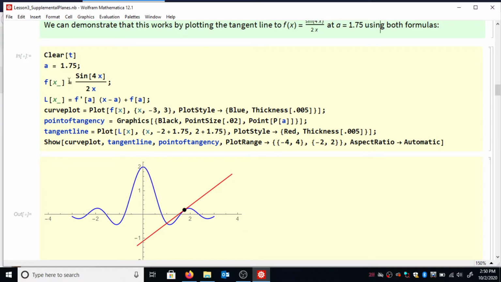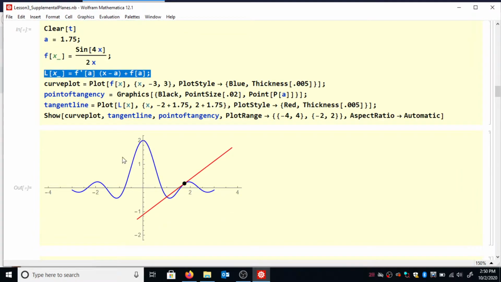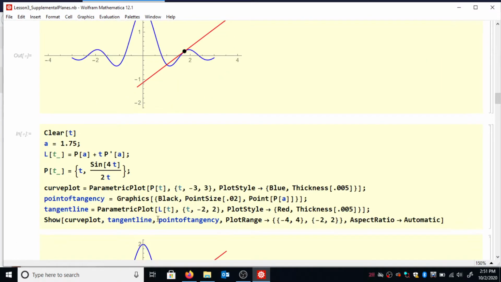So here is the traditional Calc BC way of doing this. I've got my f of x and my tangent line using last year's formula. Oh, it looks kind of cool. So here's my curve, here's my tangent line at some given point of tangency. A equals 1.75 is what I had picked, just because I kind of like the angle on it there. Let's try it again.